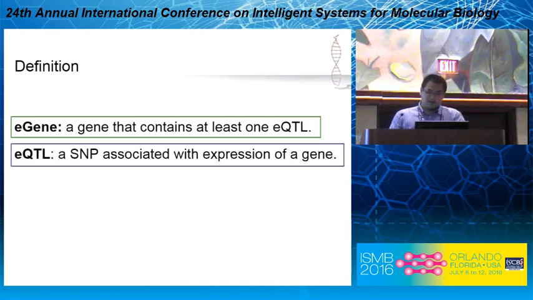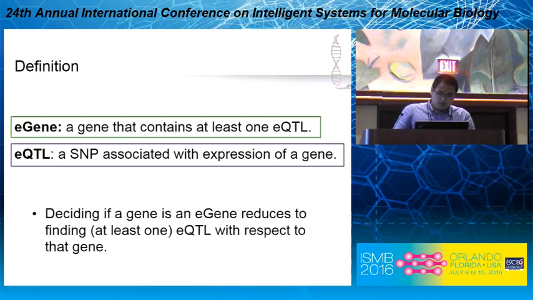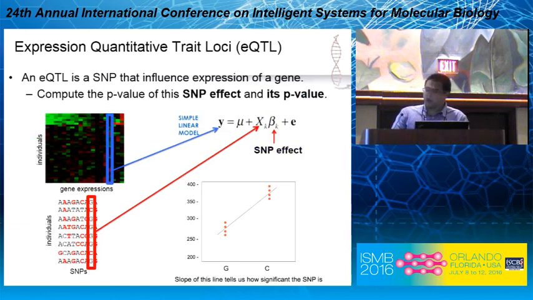So here's the definition of eGene. An eGene is a gene that contains at least one eQTL. An eQTL is a SNP that is associated with the expression of a gene. Given this definition, it's quite obvious that finding an eGene is very closely related to finding an eQTL. And in fact, you need to find more than just one eQTL. On the next slide, I will explain what an eQTL is. An eQTL is an expression quantitative trait loci.